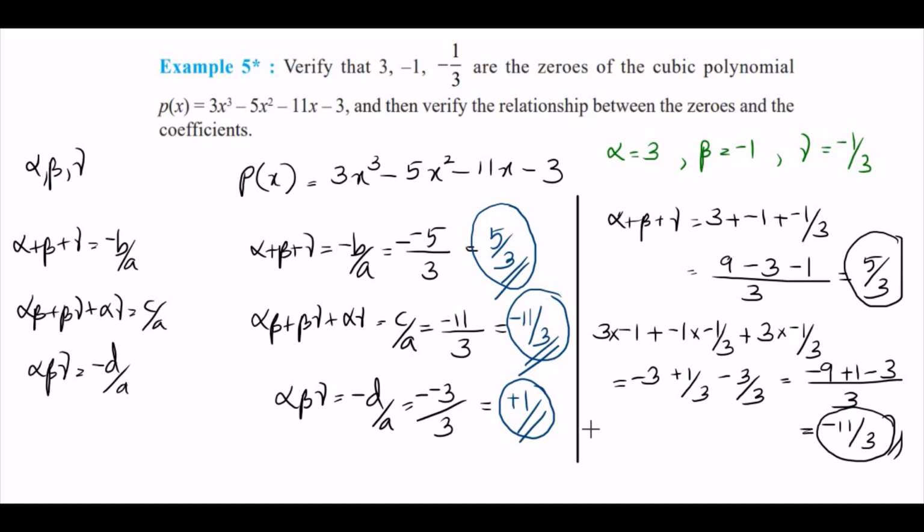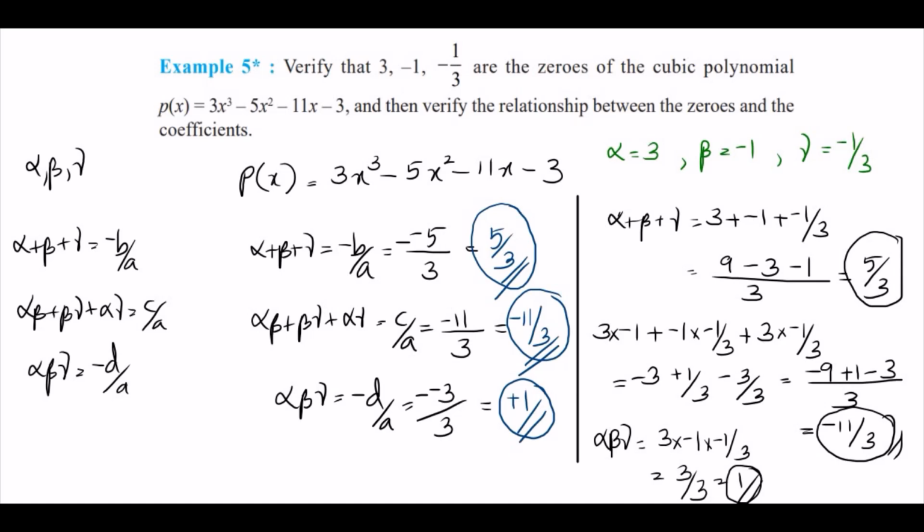And similar way, when you do alpha beta gamma, that is 3 into minus 1 into minus 1 by 3. That is 3 by 3. So you get it as 1. So alpha beta gamma is same as minus d by a. So we have verified the relationship between the zeros and the coefficients.